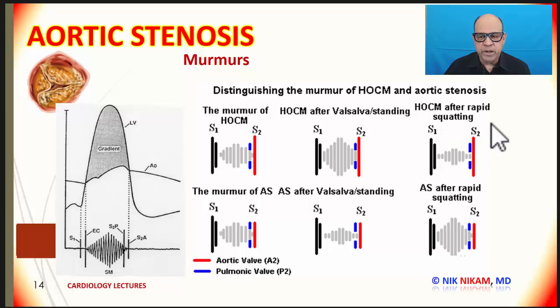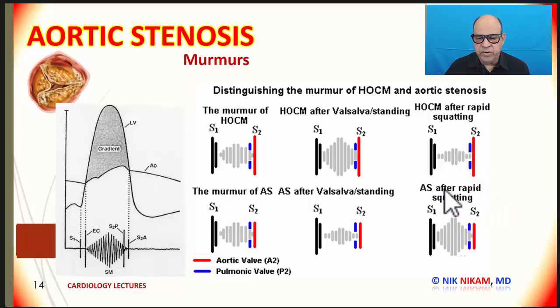After rapid squatting, the hemodynamic changes that we see include an increase in preload and an increase in afterload. Because of the increase in preload, the left ventricular cavity is filled with a lot more blood, and this increase in left ventricular size reduces the dynamic obstruction in patients with hypertrophic cardiomyopathy. Thus the murmur becomes softer.